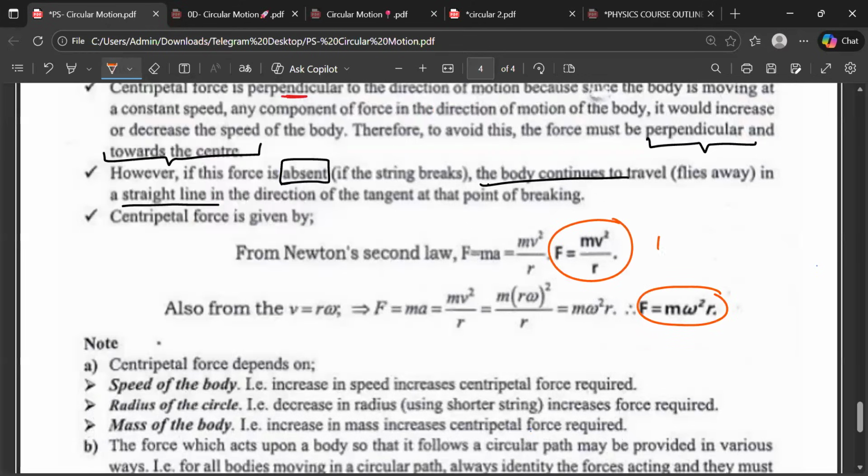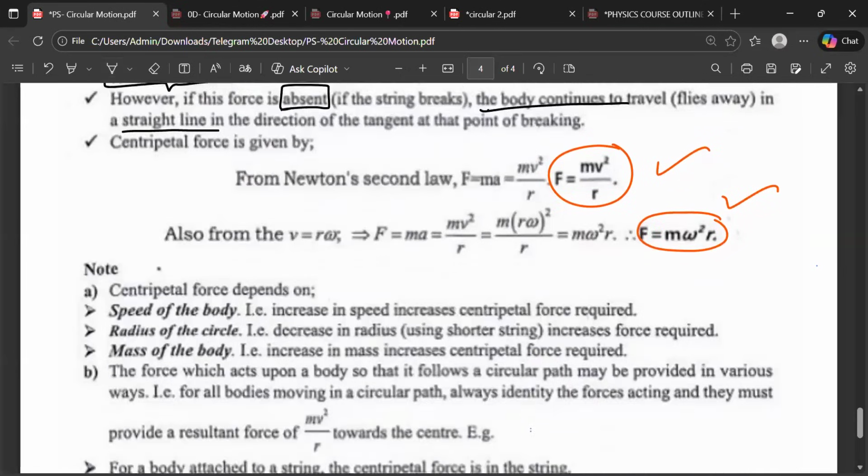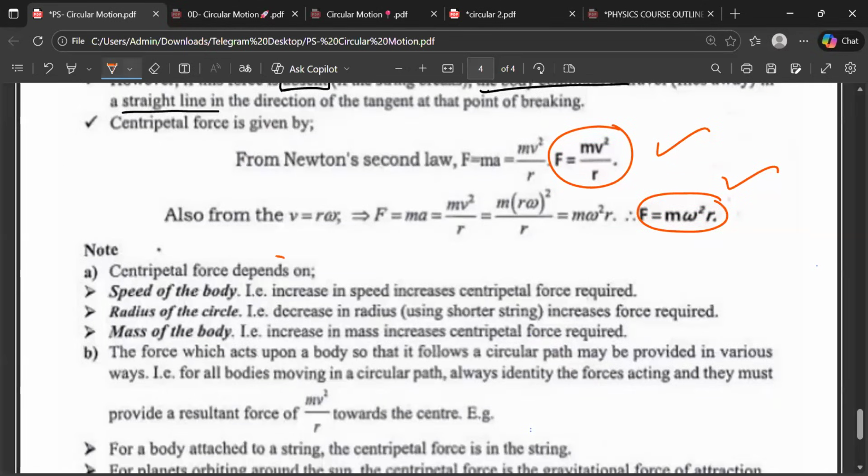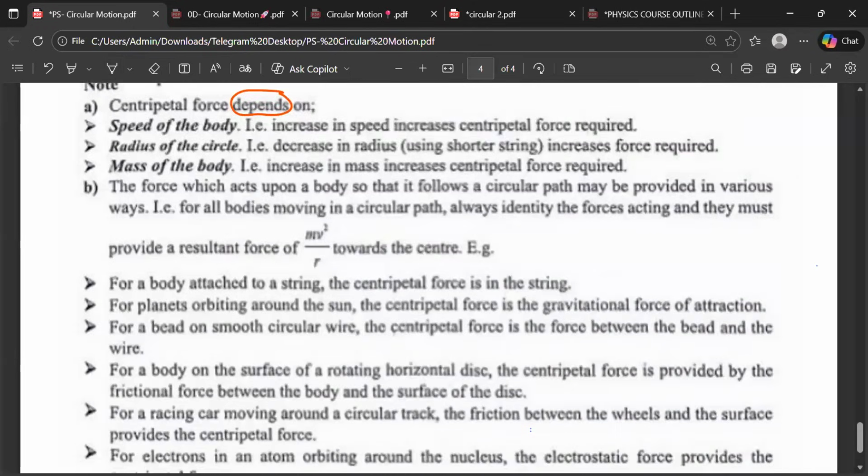Okay, now from Newton's second law of motion, we derived that and that, of which I also talked about them. So as you talk about the factors on which centripetal force depends, you just come: mass of the body is there, speed is there, v and omega, radius is there, r. And they are not hard.